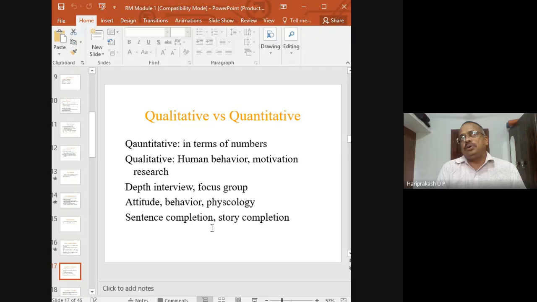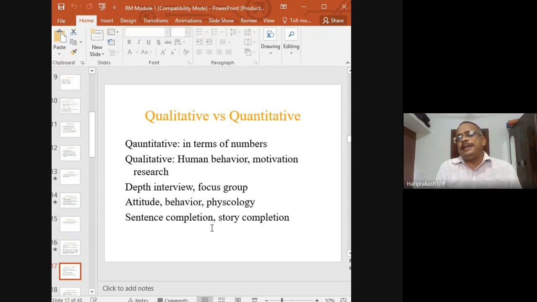Suppose I want to know the sales of a company for some years, or even 1 year, or some months. So how do I get it? It is in numbers, is it not? Numbers. It may be in volumes, in the number of units, or in terms of the sale price. So some research is based on quantitative numbers. Some research is qualitative, which is based on information that is not quantitative.